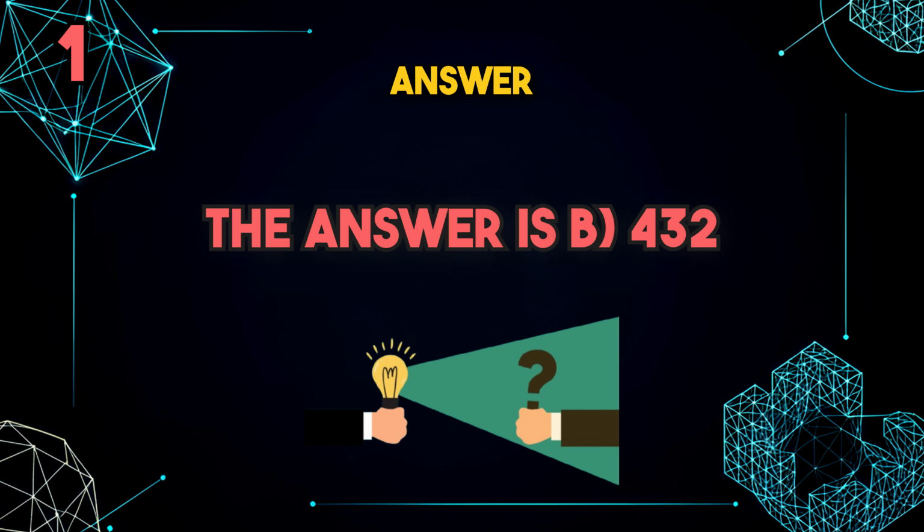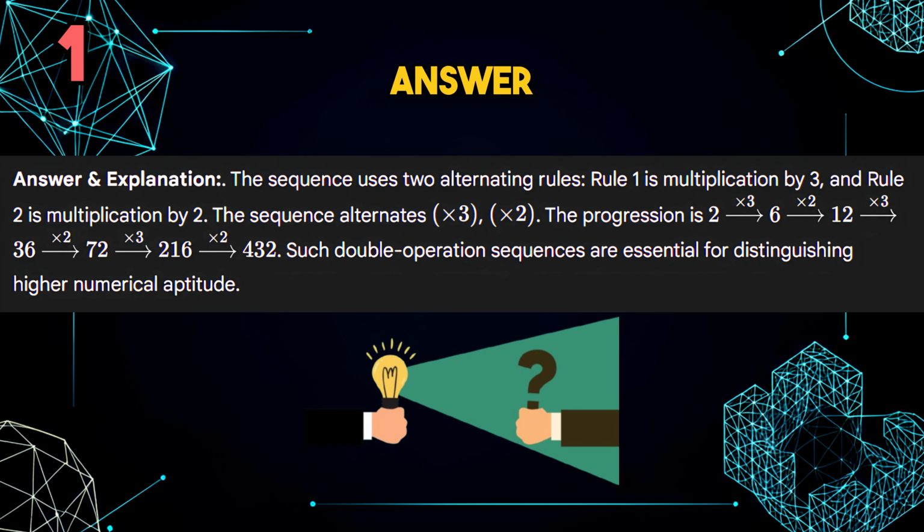The answer is B, 432. The sequence uses two alternating rules. Rule 1 is multiplication by 3, and Rule 2 is multiplication by 2. The sequence alternates. Times 3, times 2. The progression is 2 times 3 equals 6. 6 times 2 equals 12. 12 times 3 equals 36. 36 times 2 equals 72. 72 times 3 equals 216. 216 times 2 equals 432. Such double operation sequences are essential for distinguishing higher numerical aptitude.